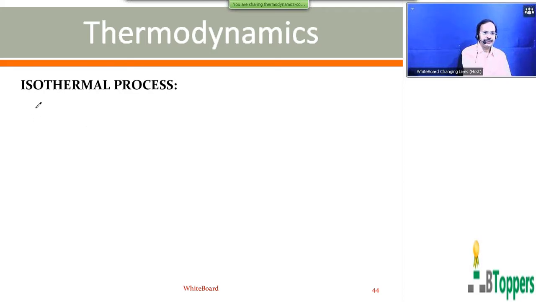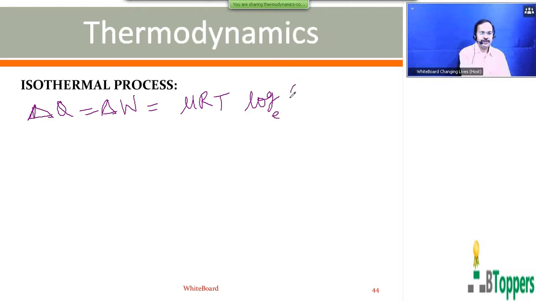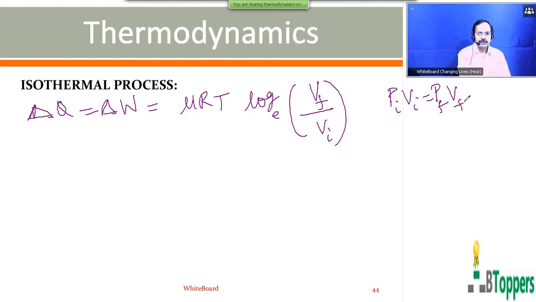So the work done by the gas in the isothermal process, I mean heat energy absorbed by the gas in the isothermal process, is the same as the work done by the gas, which you can write as nu RT log to the base e Vf by Vi. So in the isothermal process, Boyle's law is applicable: PiVi equal to PfVf equal to nu RT.